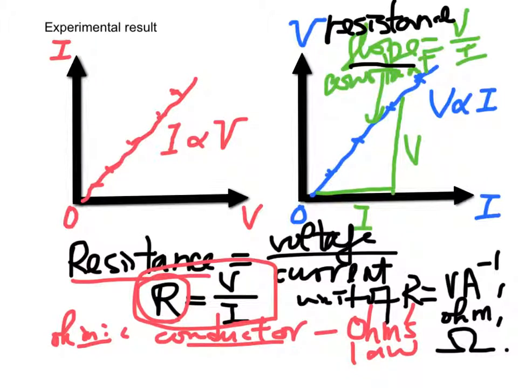Notice that not all conductors or electrical devices obey Ohm's law. That is, not all electrical devices have a constant resistance. You will learn this later.